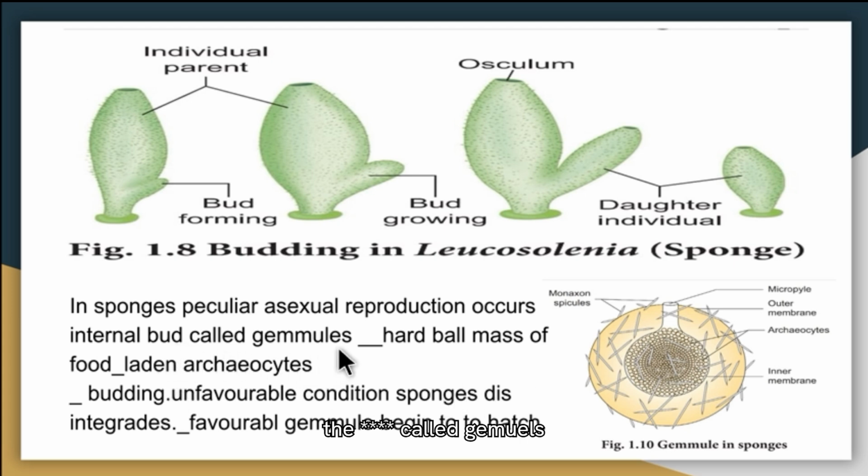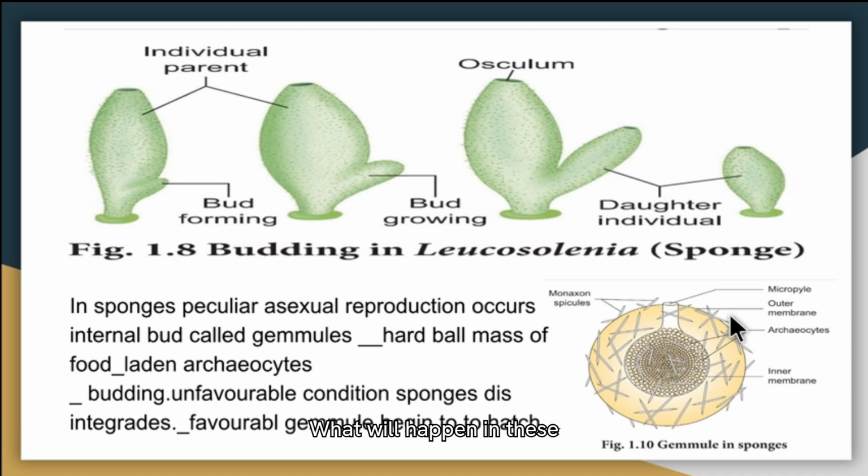The bud is called gemmules. Inside of the gemmules, a complex grown gemmule is a hard ball in this region, just like a ball-like structure, very hard. It consists of an internal mass of food-laden cells. It has the food for further budding. The food region is called the archaeocytes.